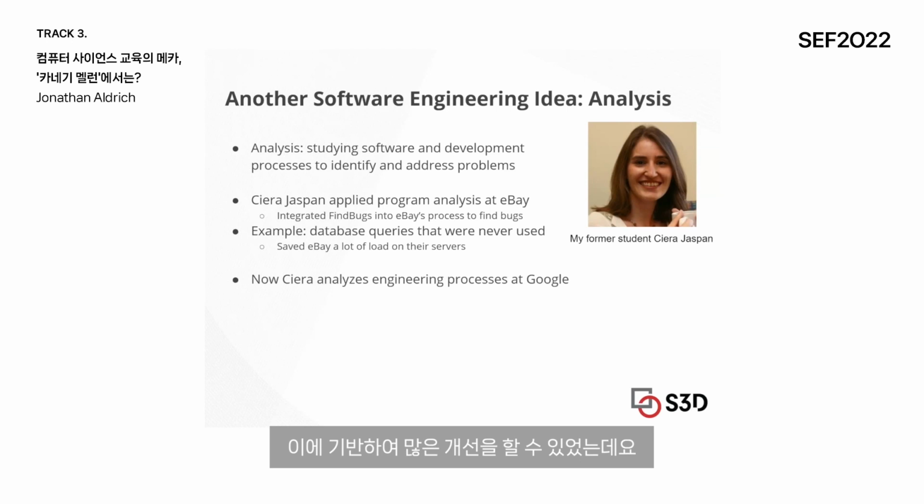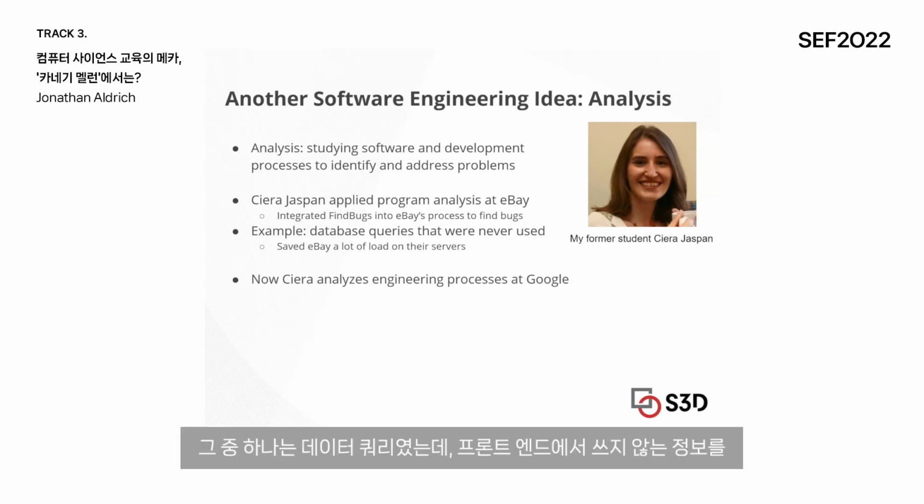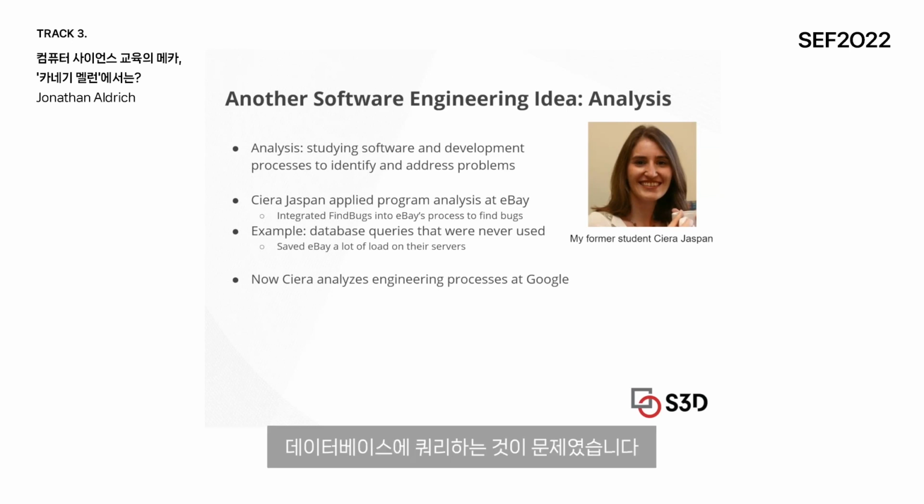So they made a number of improvements based on this. One example was database queries, where the front end of the program was asking the database for information, but then it wasn't using it. And so this placed a load on the database servers that really was not necessary. So FindBugs could find some of those unused query information, and then by removing those queries, we could save eBay a lot of load on their servers.